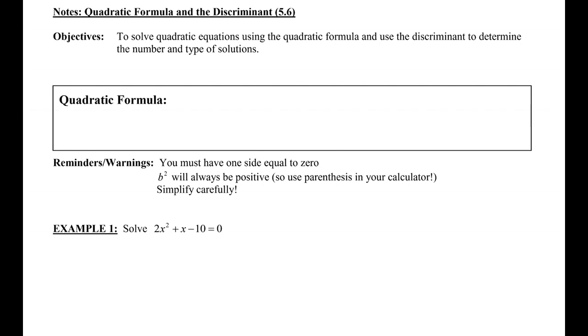Today's notes are on the quadratic formula and finding the discriminant. The quadratic formula is x equals negative b plus or minus the square root of b squared minus 4ac, all over 2a. Some reminders when using the quadratic formula is first you must have one side equal to 0.